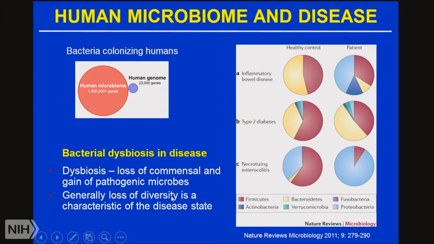Generally, a loss of diversity is a characteristic of the disease stage. So fewer bacteria, fewer family members, and ones that we would say are pathogenic. And here you may go and read this review. It's just an example: healthy controls, patients with a certain disease, and how families of bacteria colonize the healthy ones, and then the patient is totally changed.